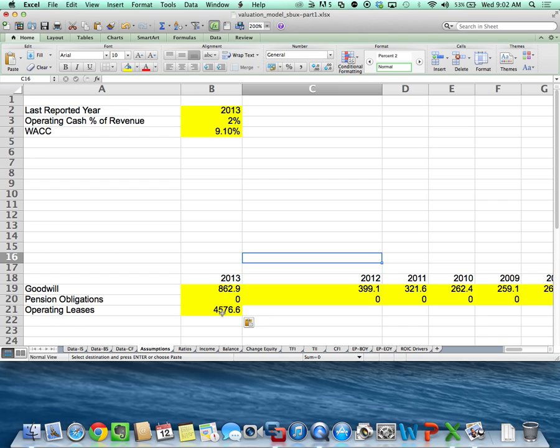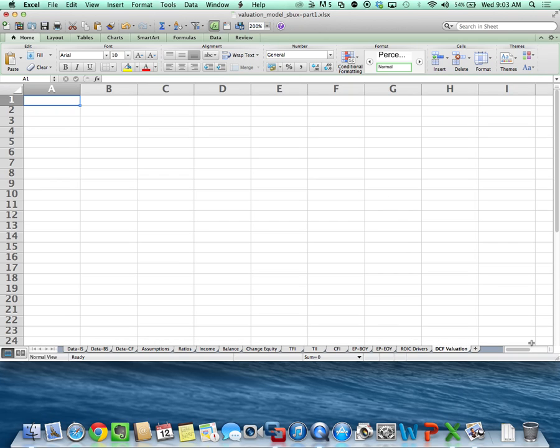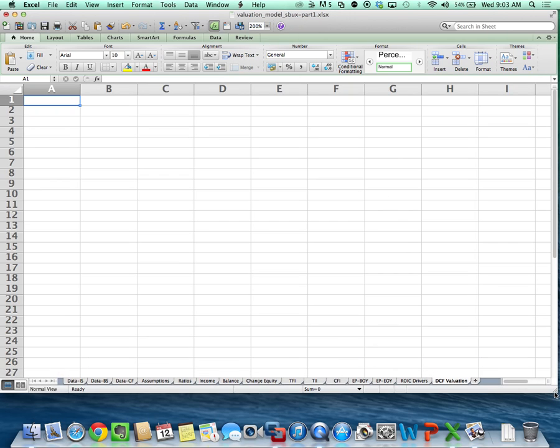All right, so I've put these numbers in, and now what I'm going to do, and again, the model is a series of tabs, is add a new tab to the model. So if you're following along, add a tab. And I'm going to call this tab the DCF Valuation. So this is the discounted cash flow valuation tab of Starbucks.